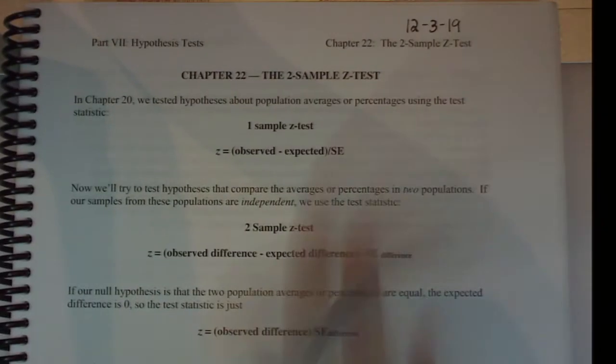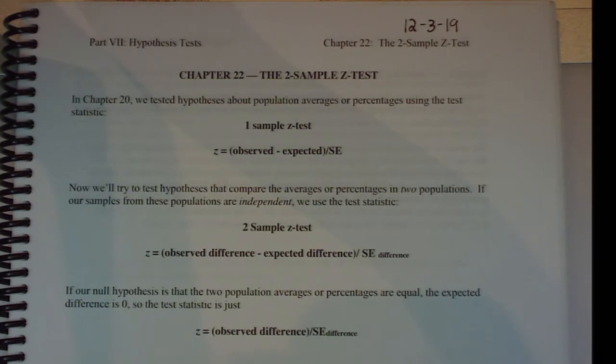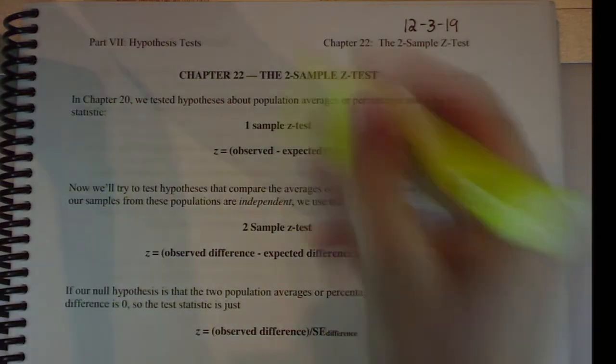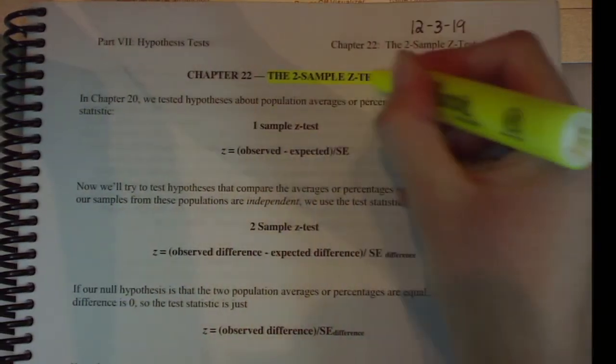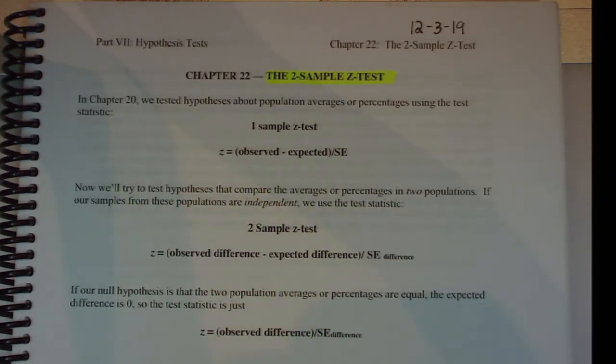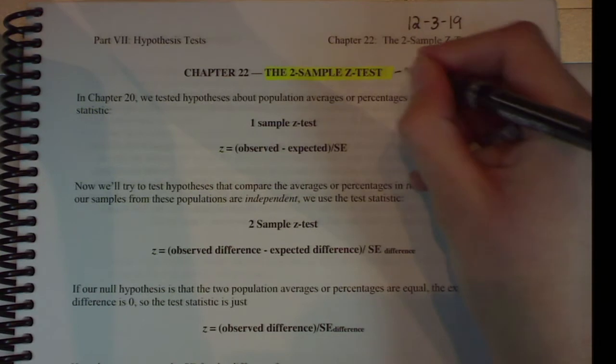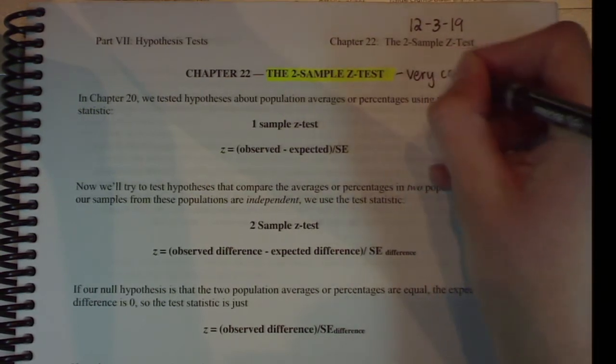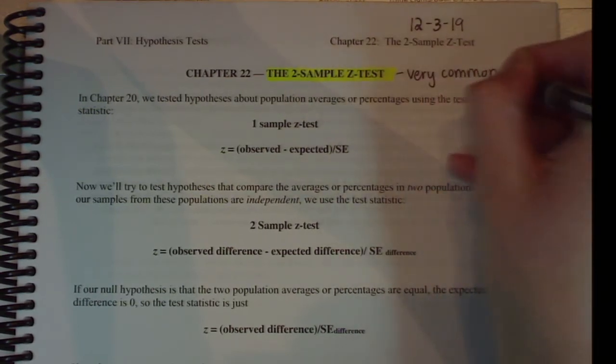Luckily today should not be very bad. Should not be that bad because the 2 sample Z test is really similar to the 1 sample Z test. So 2 sample Z is super common because a lot of times we have 2 things we want to compare. Very common.